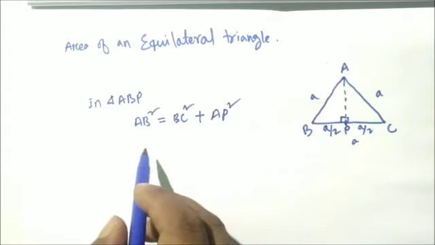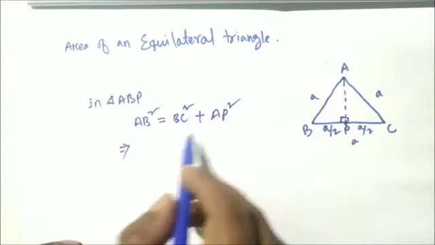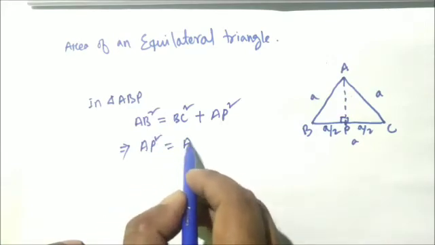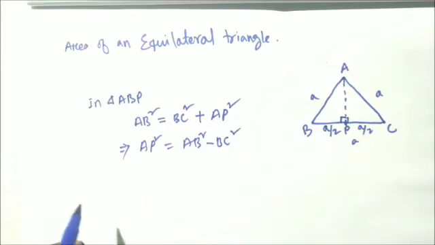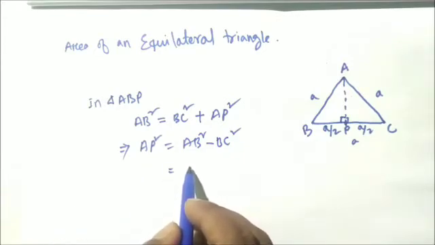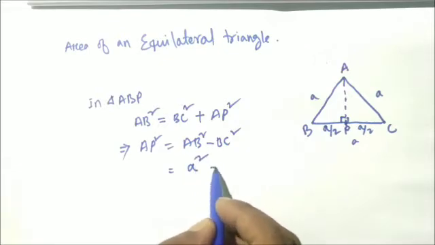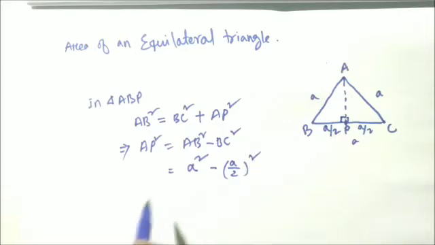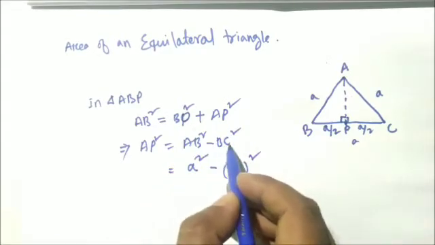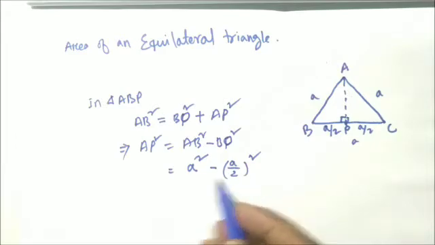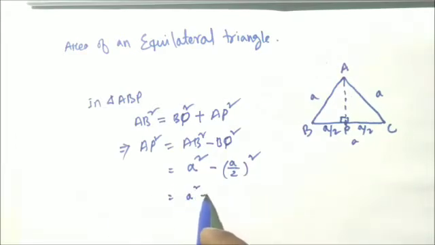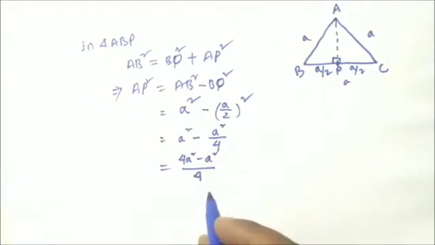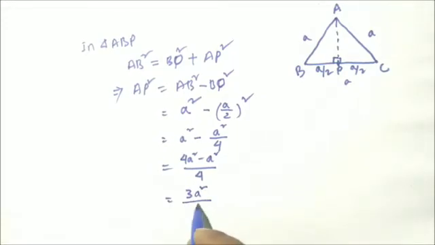All right. Now we need the AP. AP square equals AB square minus BP square. The value of AB was a, so a square. BP was a by 2, so a by 2 whole square. Sorry, not BC, it was BP. So a square minus a square by 4, that is 4a square minus a square over 4, which means 3a square by 4.